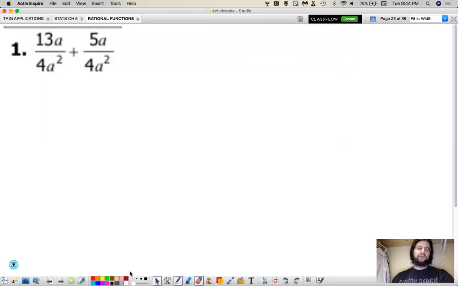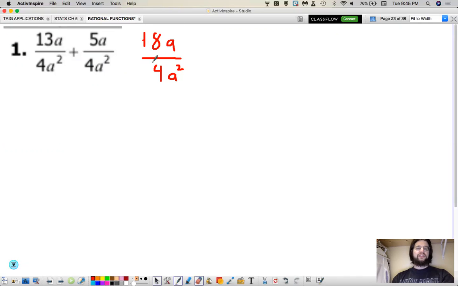Let's look at a simple example right here. We're adding, they've got the same denominator. Put them together. 13a plus 5a is 18a. We keep the denominator the same. That's how we add fractions. 1/3 plus 1/3 is 2/3, right? You don't change the denominator.